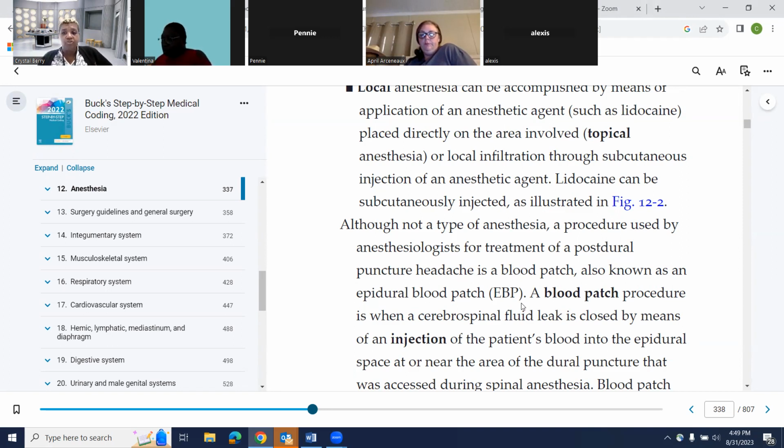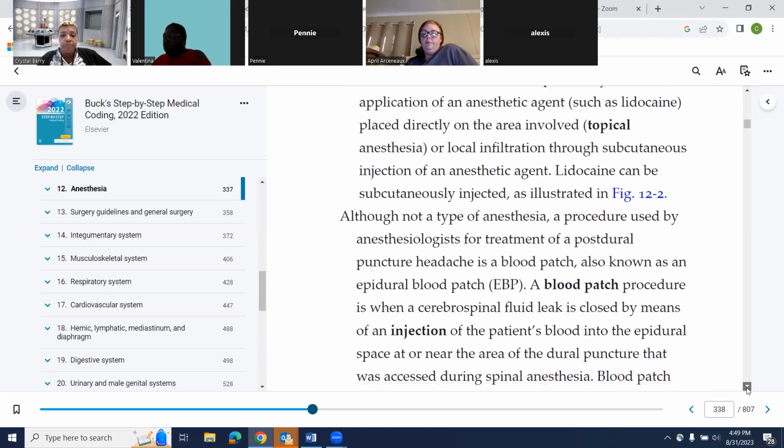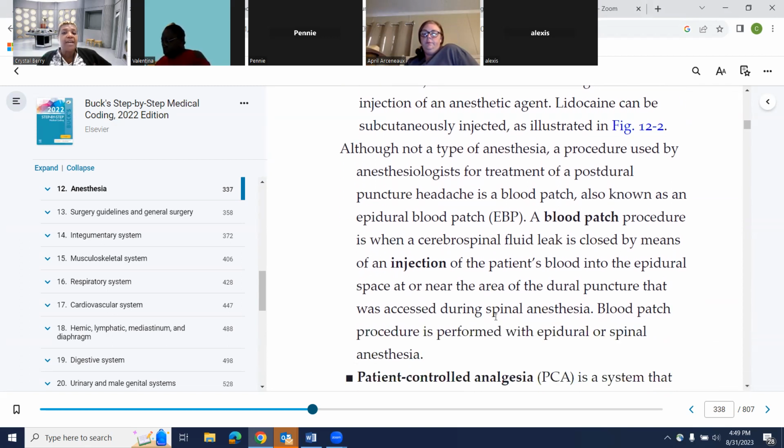Epidural blood patch. A blood patch procedure is when a cerebrospinal fluid leak is closed by means of an injection of the patient's blood into the epidural space at or near the area of the dural puncture that was accessed during spinal anesthesia. Blood patch procedure is performed with epidural or spinal anesthesia.